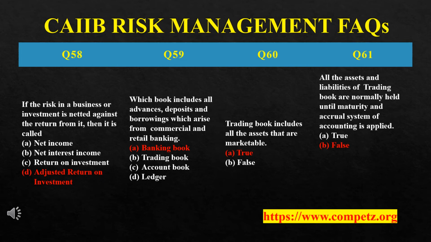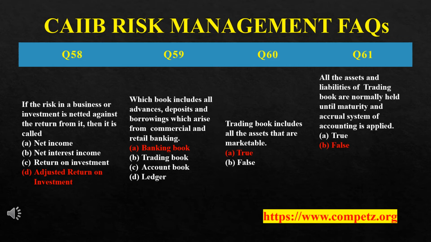First, read the question. If the risk in a business or investment is netted against the return from it, then it is called what? Dash. There are 4 options given: net income, net interest income, return on investment and adjusted return on investment. The answer, highlighted in red, is option D. So why is the answer D, adjusted return on investment?